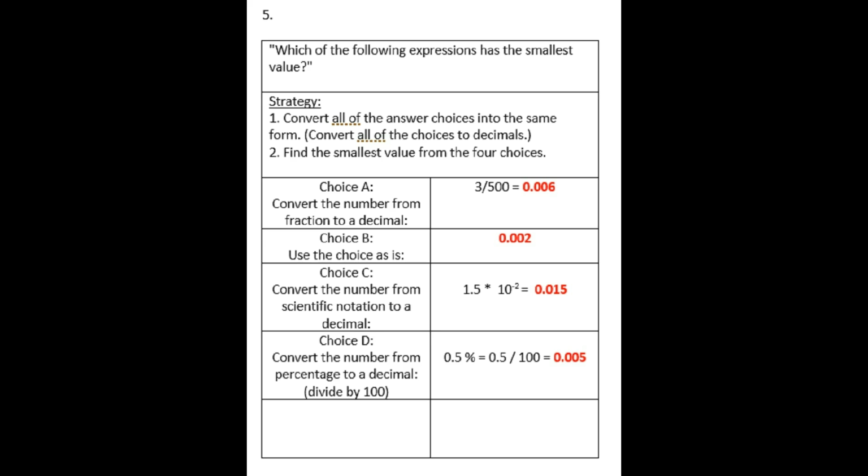0.002. Choice C, we have to convert from scientific notation to a decimal. 1.5 times 10 to the negative 2. Move the decimal over to the left twice. 0.015. And then choice D, if we convert that number from a percentage to a decimal, we have to divide by 100. So 0.5% equals 0.5 divided by 100, 0.005. If we compare all 4 answer choices and look for the smallest value, the answer is B.